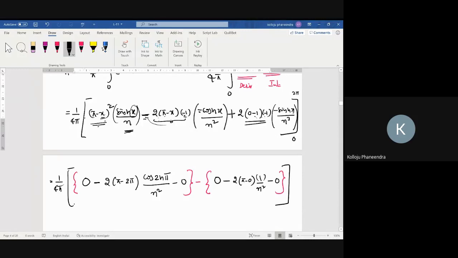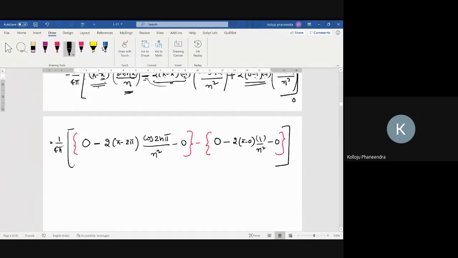So 1 by 1. Put the upper limit in one bracket and the lower limit in another bracket. So what is this result? This is equal to 1 by 4 pi. This is minus pi, and this is minus 2. So 2 pi by n square, and what is the value of cos 2n pi? Cos of an even multiple of pi, the value is 1. So this upper limit is over, minus. And this minus into this minus becomes plus 2 by n square. 2 pi by n square.